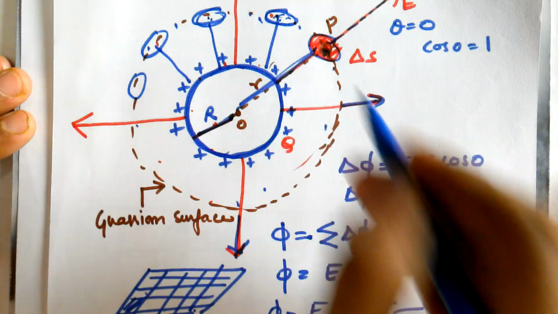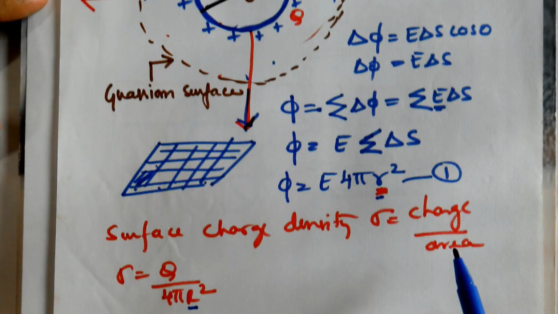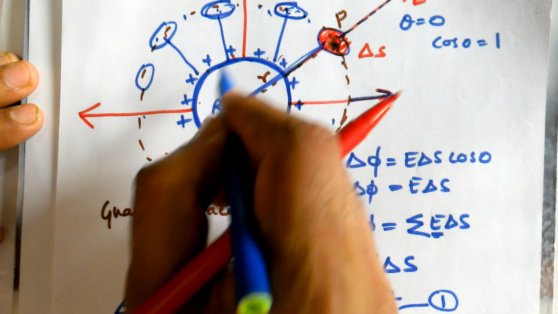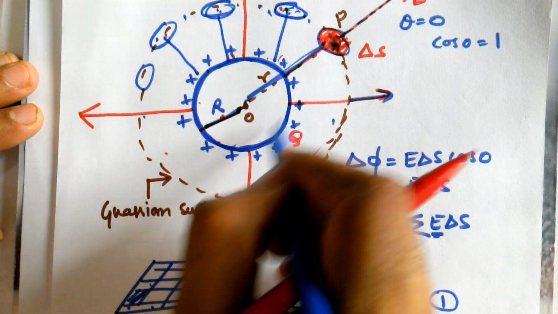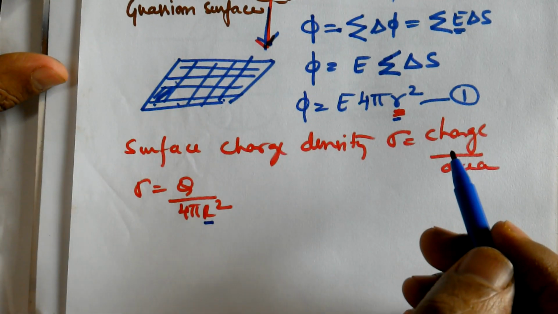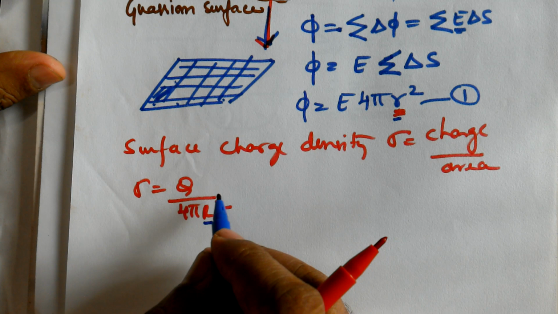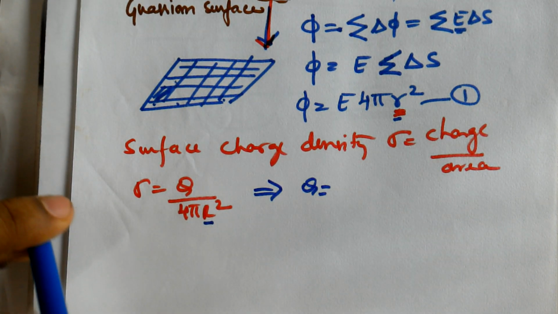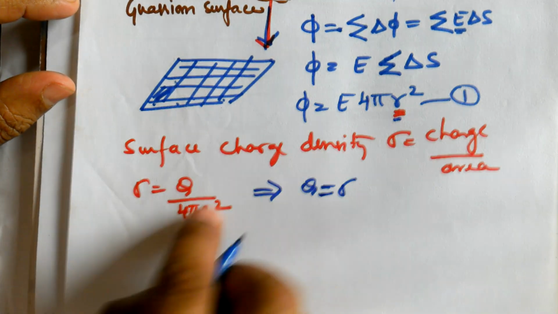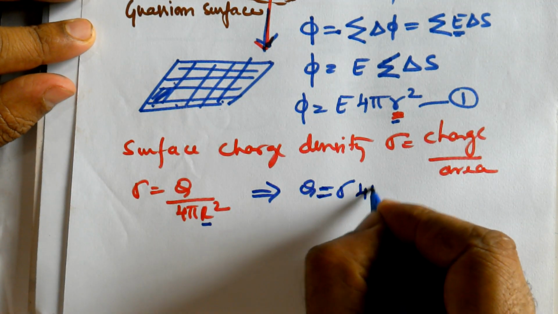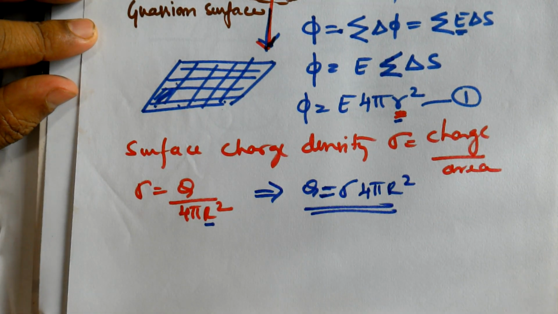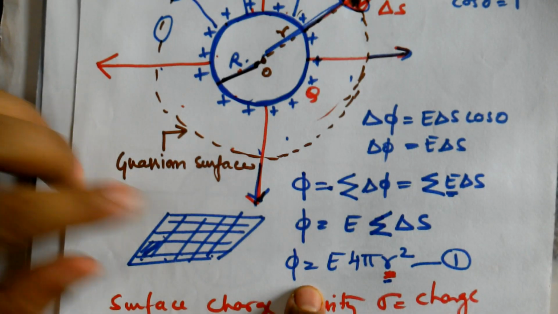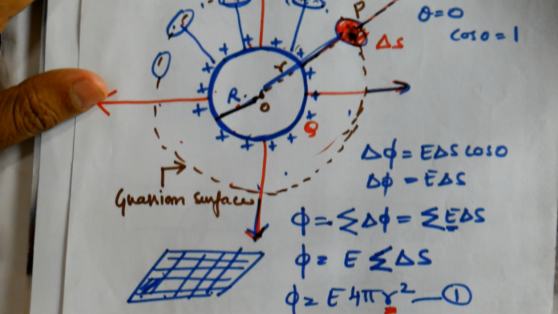So its surface area is 4 pi r square, sigma delta S. Whereas charge by area, the Q amount of charges are distributed over the spherical conductor, so its area is 4 pi capital R square. So sigma is Q by 4 pi R square. This formula is needed for us. Similarly, Q is equal to sigma into 4 pi R square. This is also true. Now we have found out the flux through the entire Gaussian surface. How did you find it out? The flux through the entire Gaussian surface?